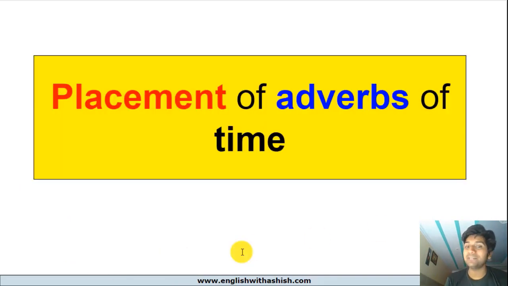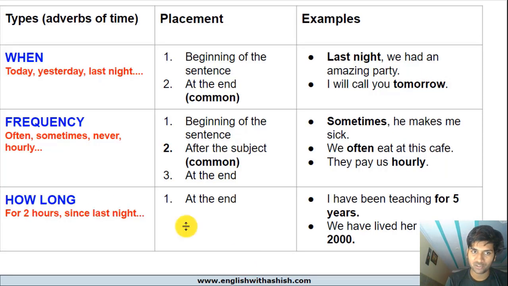Now, let's understand placement of adverbs of time. So we have types of adverbs of time, their placements and their examples. When adverbs, adverbs of frequency, and how long adverbs that talk about how long an action takes place. All right. When, examples: today, yesterday, last night, that day. They can come either in the beginning of a sentence or at the end of the sentence. They are generally used at the end of a sentence.